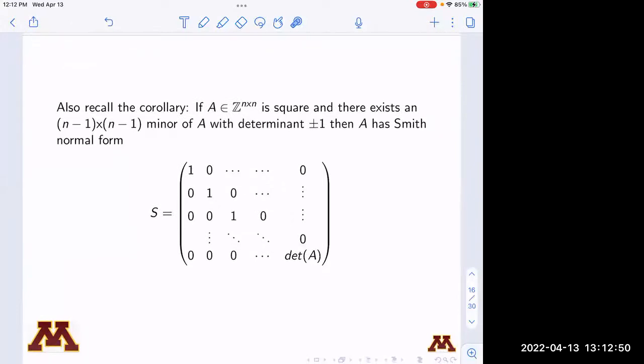And then also recall that if we have a square matrix A over the integers, and there is an n-1 by n-1 minor of our matrix with determinant plus or minus 1, then A has a Smith normal form as follows. We have ones along the diagonal, and then that very last entry in the diagonal is the determinant of A.